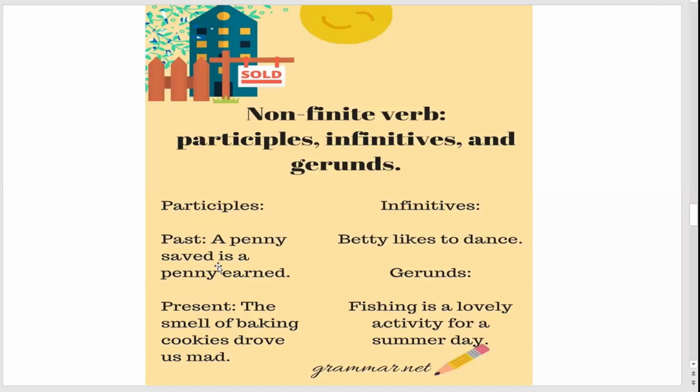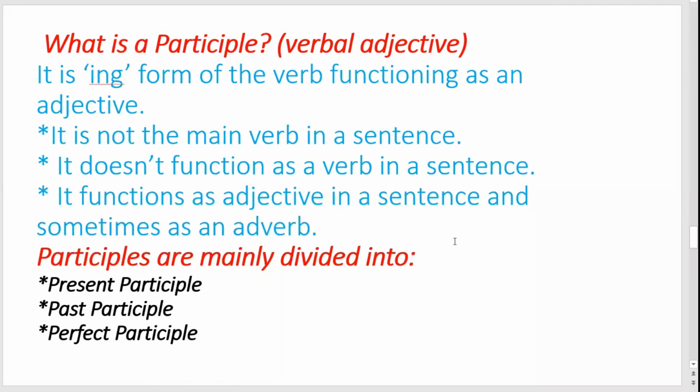Next, a penny saved is a penny earned. In both these verbs, you can see that the ed, the third form of the verb, is used. So it is the past participle. Infinitive, no doubt at all. Whenever the base form of the verb is preceded by "to," then it is an infinitive. Let's see some more examples now.